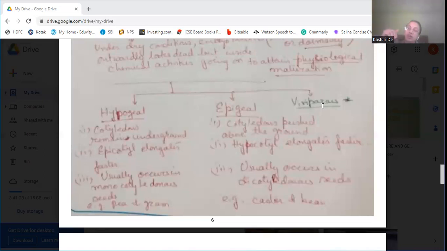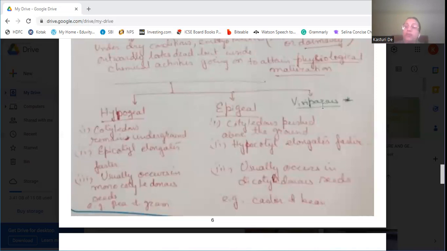But in epigeal germination, what happens? The hypocotyl elongates. The hypocotyl is the axis just below the cotyledon. That elongates, pulling the cotyledon above the ground. So this is the difference between epigeal and hypogeal germination. I suppose you have understood what hypogeal and epigeal germination are.